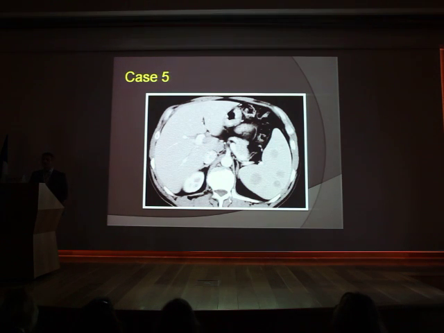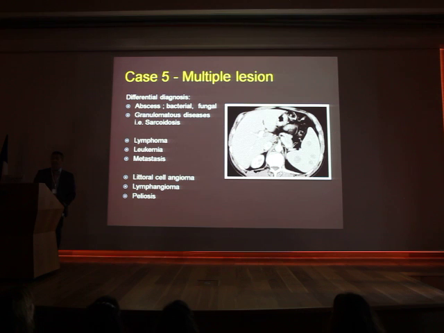The next case, over here we can see a CT scan with multiple lesions within the spleen, and I'm not going to ask you what it is, because, again, as I mentioned with the thickened wall cyst, with multiple lesions in the spleen, we cannot really differentiate just by the look of it what exactly it is, because the differential diagnosis is quite vast.